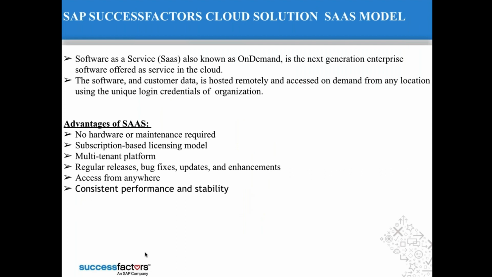And this particular cloud solution uses something called software as a service. Normally, we install software and use it. So instead of installing something, we get that software as a service. That is what is called software as a service. So who is going to maintain our data? Everything is going to be maintained by SAP at their end. Whenever we want, we will be able to fetch that data from their system instantly without any problems. So this software and the customer data is remotely hosted and accessed from any location just with the help of a unique login credential.